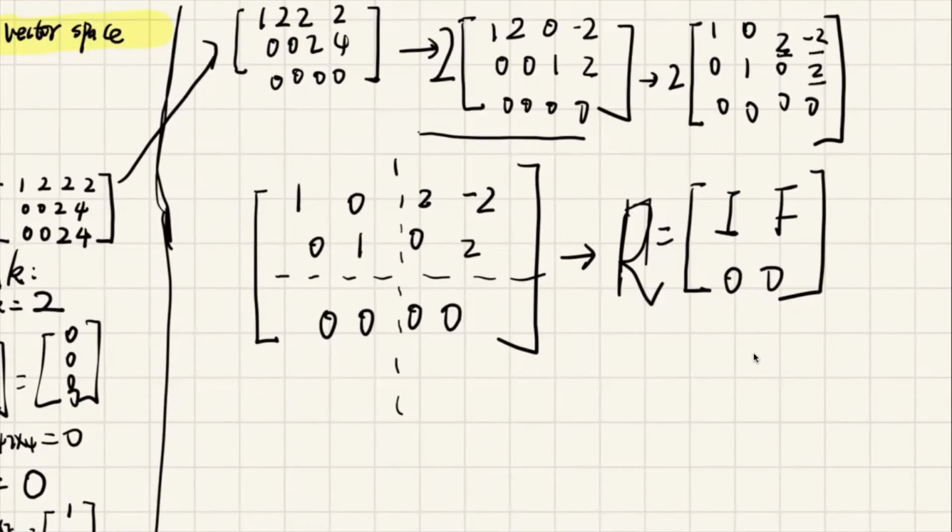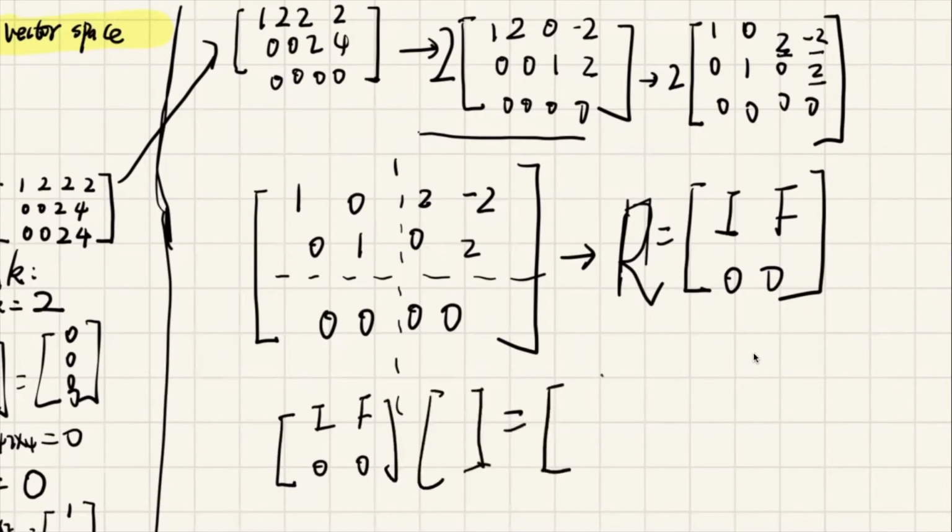So the first block will be identity. We got some sort of identity matrix, and here is F, and then the rest will be 0. And then the question is that if we get something like this, then if we multiply it by something here, everything will be 0, right? That's the question.